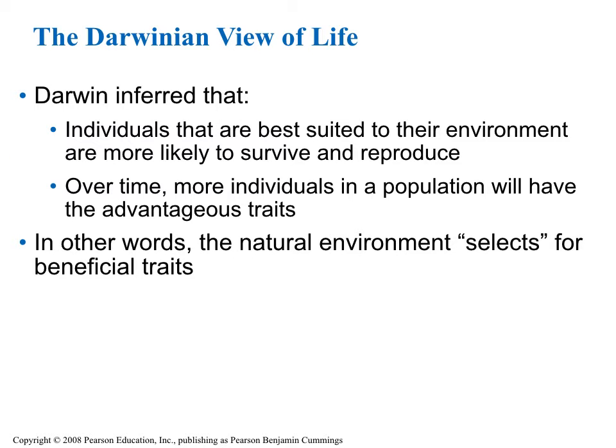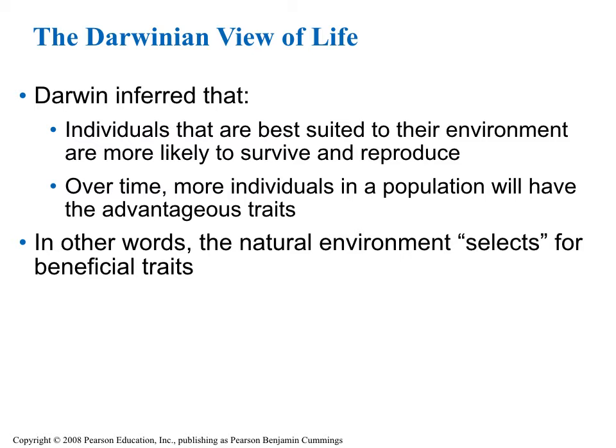So from that, Darwin inferred that individuals that are best suited for the environment are more likely to survive and reproduce. So you're able to get more food, able to reproduce, and pass on your genetic code. And over time, more individuals in the population will have the advantageous trait. So at the beginning, before the dry season came, you had a population that was a mixture of small and large beaked finches. The dry season came.